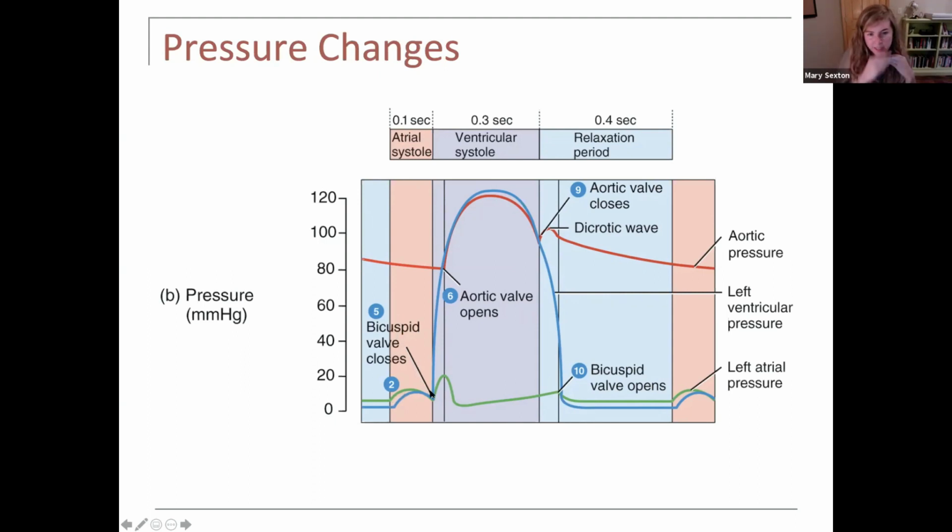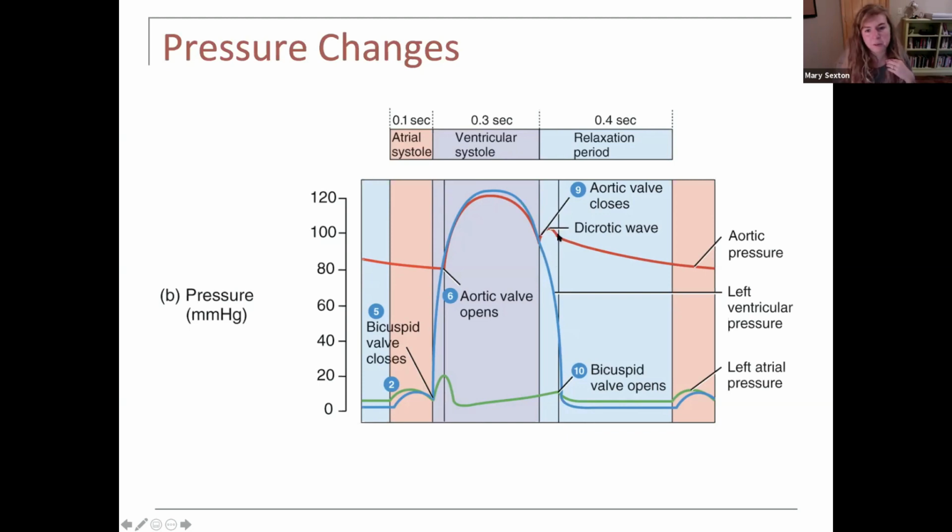The bicuspid valve closes after your atria has pushed blood into your ventricle, and then your aortic valve opens after tension in your ventricle overcomes tension in the aorta. Whenever we eject blood into the aorta, aortic pressure goes up, your aortic valve closes, and the pressure in the ventricle continues to drop. This dicrotic wave is also called the dicrotic notch.